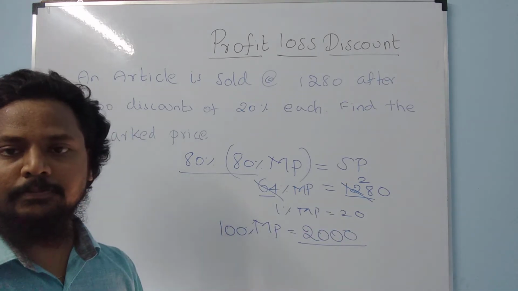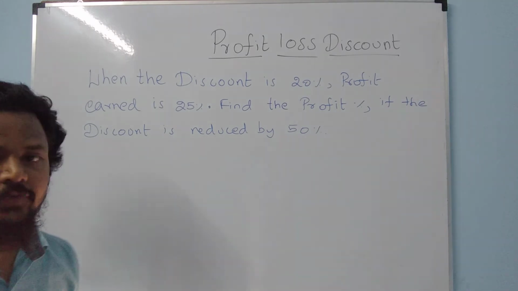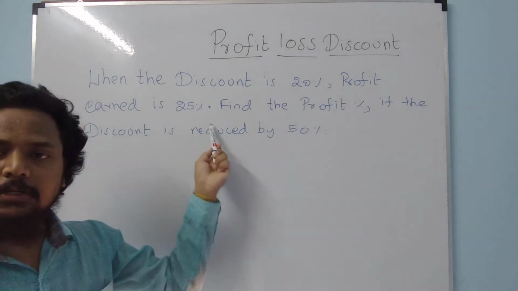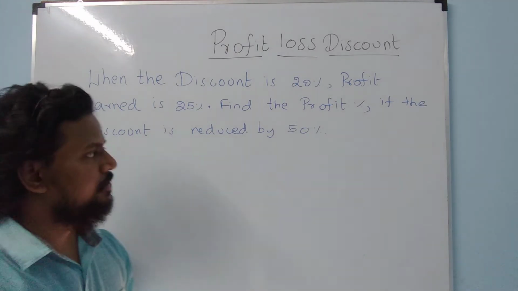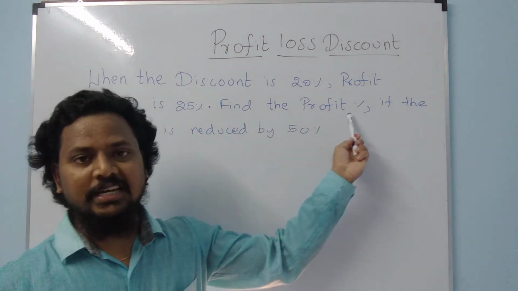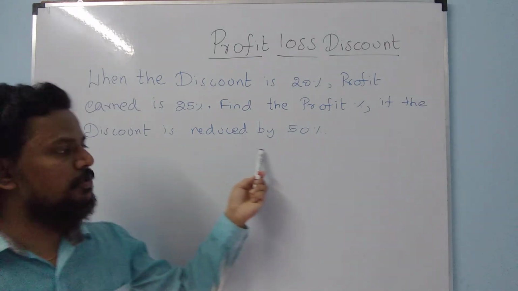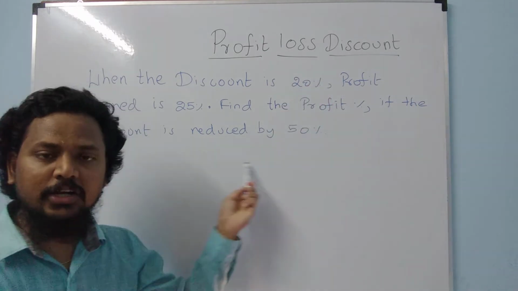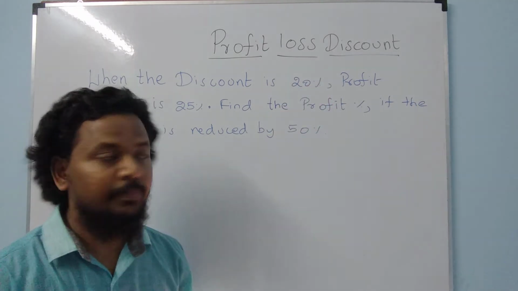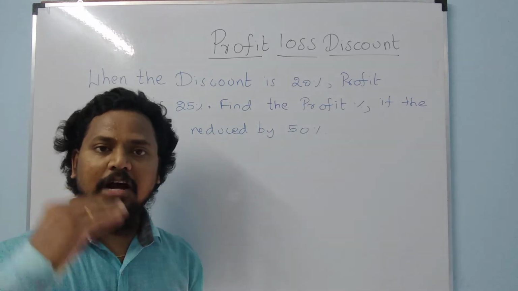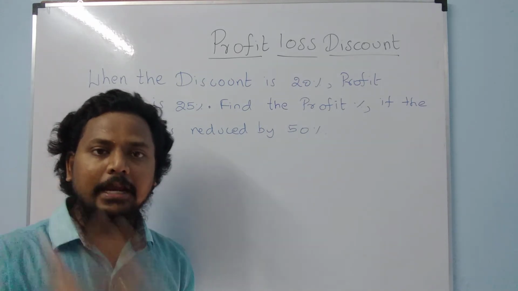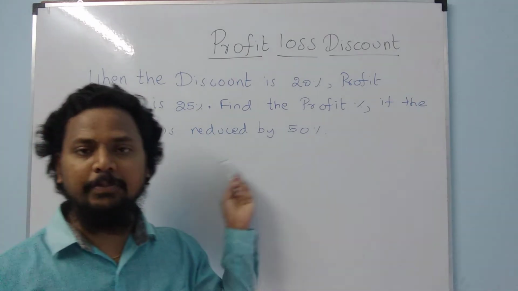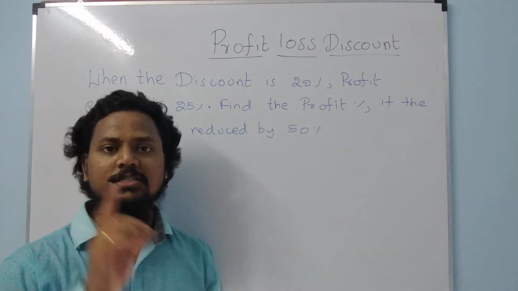Let's see the next one. In this question it is given, when the discount is 20%, the profit earned is 25%. How do we connect? Through selling price. Find the profit percent if the discount is reduced by 50%, which means compared to the first discount, the second discount will be half of it. What is the first discount? 20%. Half of it is 10%. So 10% will be reduced, remaining will be 10%. That is the meaning of reduced by 50%. Is it clear? Second discount is 10%.